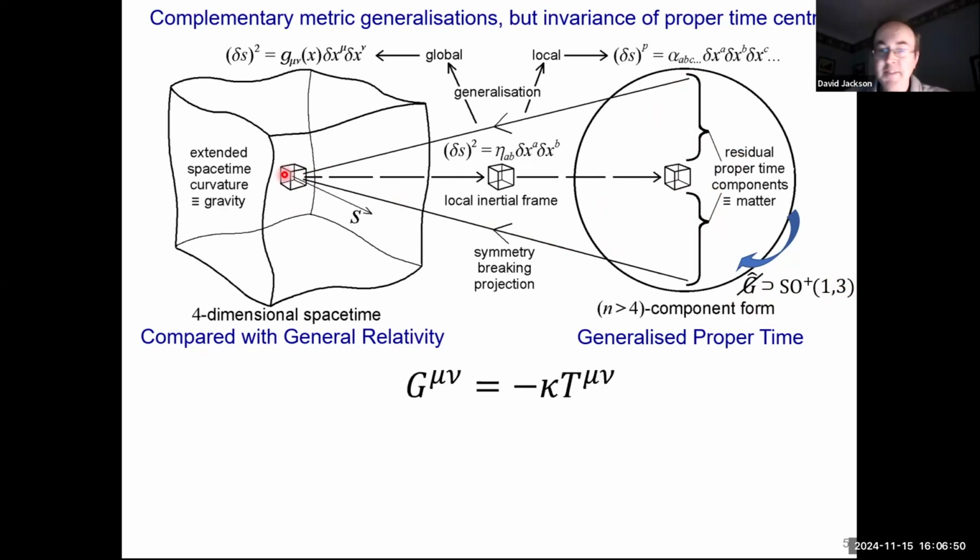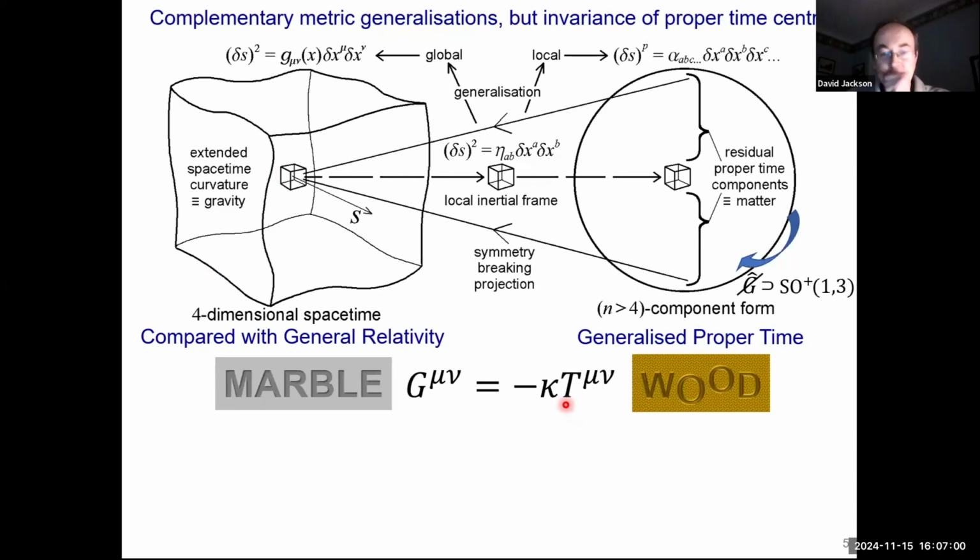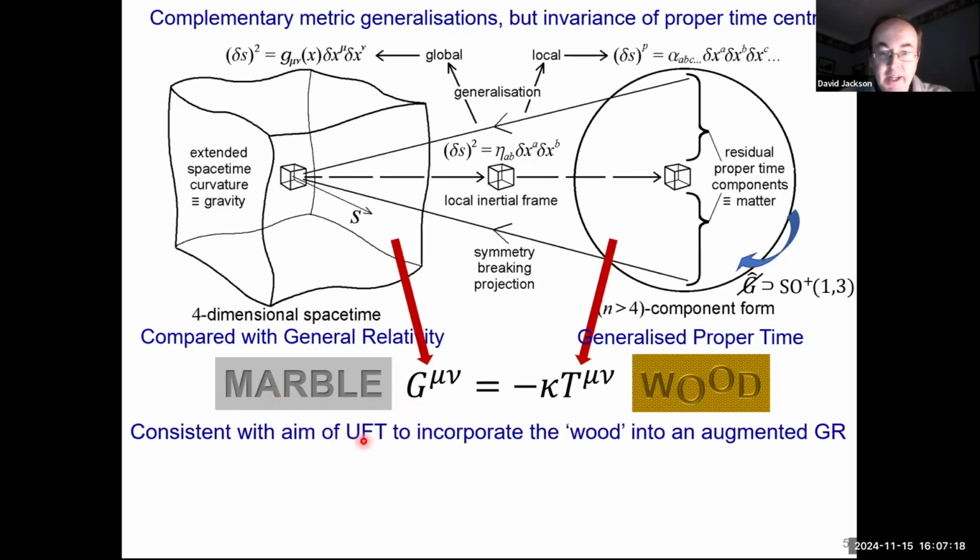So if you think of general relativity and the Einstein equation, with the Einstein tensor equated with the energy momentum tensor, there's a famous discussion from Einstein in the 1930s where he likens the left-hand side to one wing of a building made of marble and the other side being like another wing of a building made of wood, and found this very unsatisfactory. And the idea of unified field theory, UFT, was to try to incorporate the wood into an augmented general relativity. So this is kind of consistent with that approach.